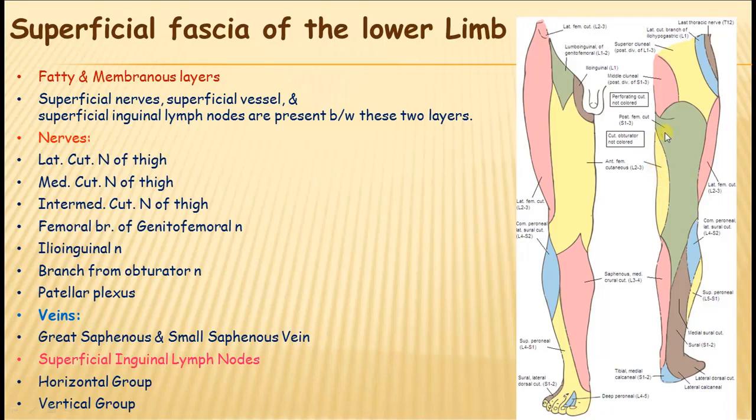And here it actually branches from the obturator nerve. And as you come below, it will be mainly supplied by the superficial peroneal nerve. Then you have the sural nerve, which is supplying mainly, and you have the saphenous nerve.